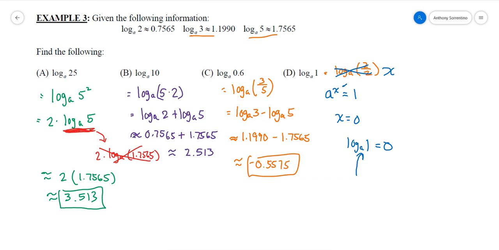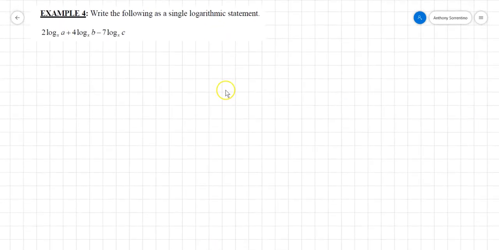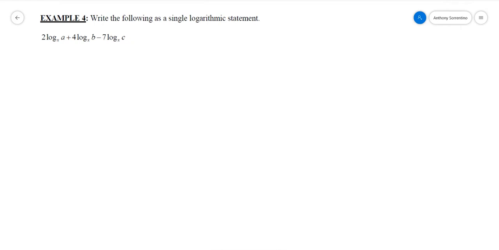But as I said, the next thing we're going to be looking at is instances like example 4, where now I have a logarithmic statement written out in expanded form, as the sums and differences of logarithms. Now they want us to put it back into a single logarithmic statement. This is going to become very important when we start solving logarithmic equations, so it is an important concept to get the hang of.